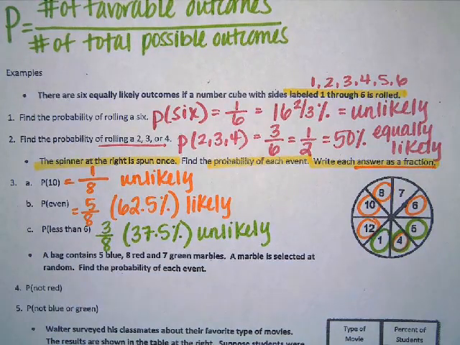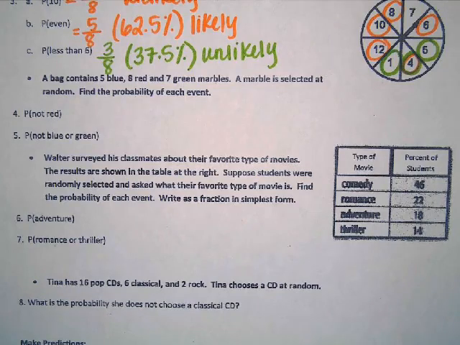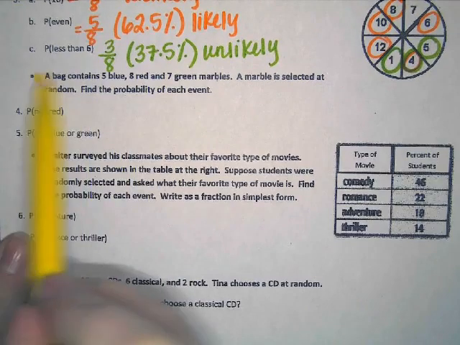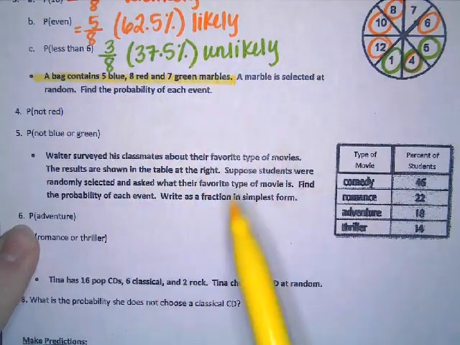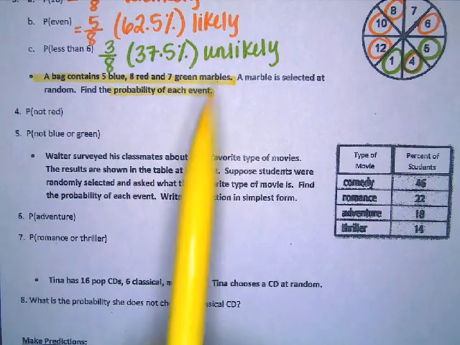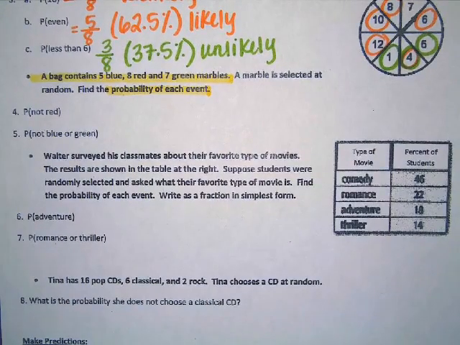Make sure if you need to, you can watch and rewatch this video. Our next example says we have a bag containing 5 blue, 8 red, and 7 green marbles. A marble is selected at random, and we need to find the probability of each event. What's important is that we know what this bag contains. We want to find the probability, which is going to be represented by the letter P.